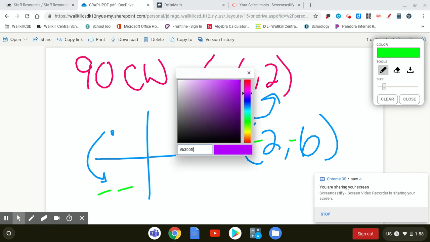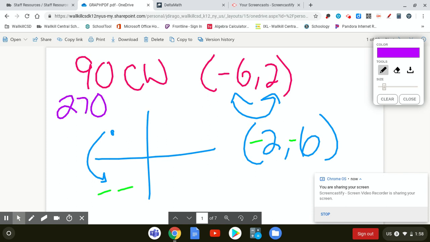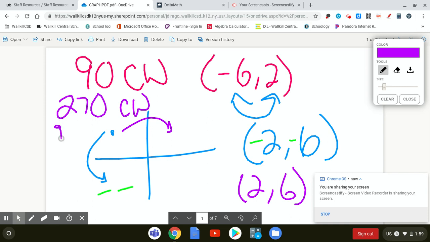If I said 270 degrees clockwise, that would also mean the same thing as 90 degrees counterclockwise. So it would actually end up in this quadrant, which would be positive, positive. So it would be +2, +6. So 270 degrees clockwise is the same thing as 90 degrees counterclockwise. And the sign scheme of the first quadrant is positive, positive, obviously. All right, so those are 90-degree rotations, 270-degree rotations, clockwise, counterclockwise, and 180. 180 doesn't matter what direction you go, clockwise or counter. It'll end up in the same spot.